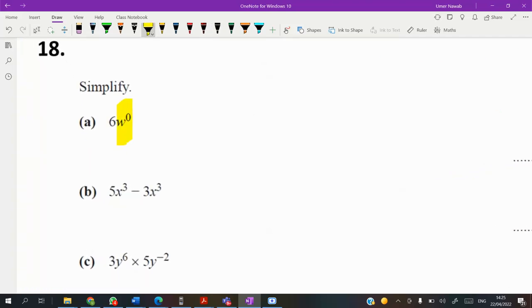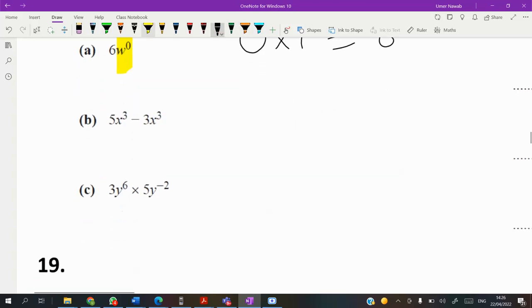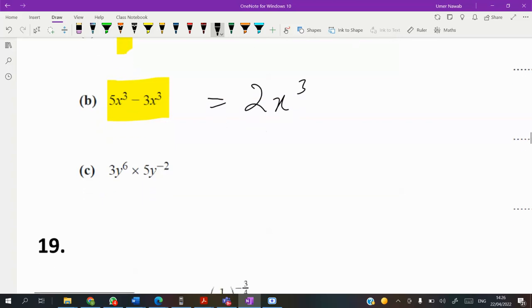Anything to the power 0 is always equal to 1. So 6 to the power 0 is equal to 1, so the answer is 6. There is no multiplication. This is just the subtraction of two like terms. So 5x cubed minus 3x cubed is 2x cubed. It's not multiplication, it's addition and subtraction.